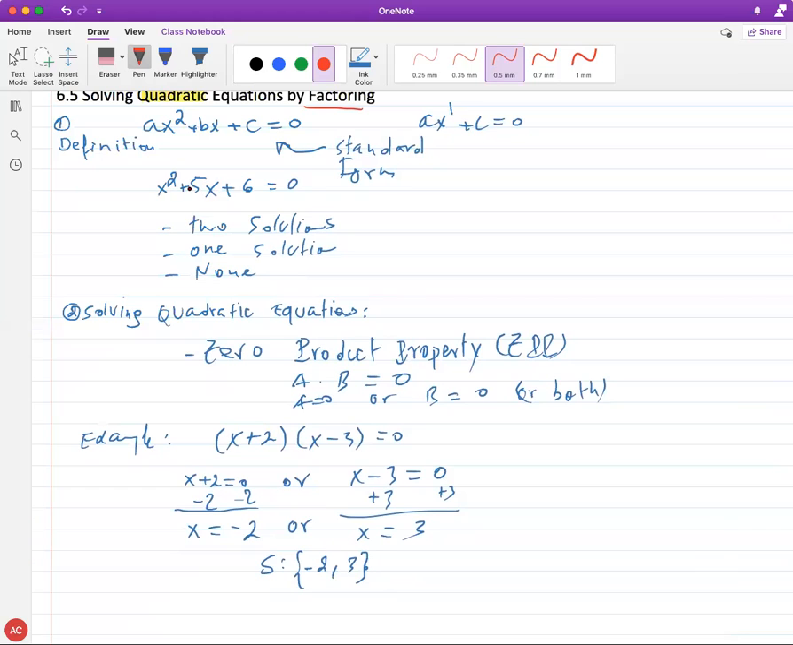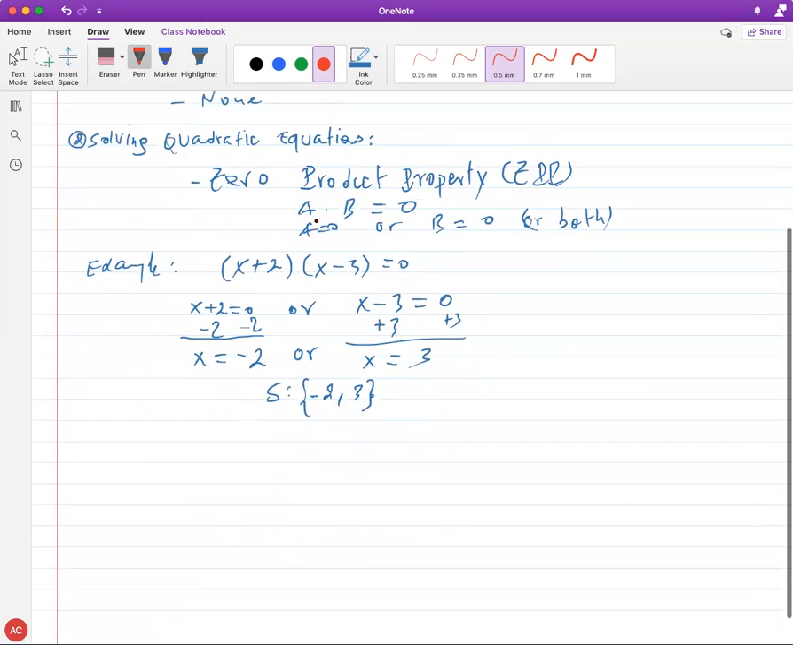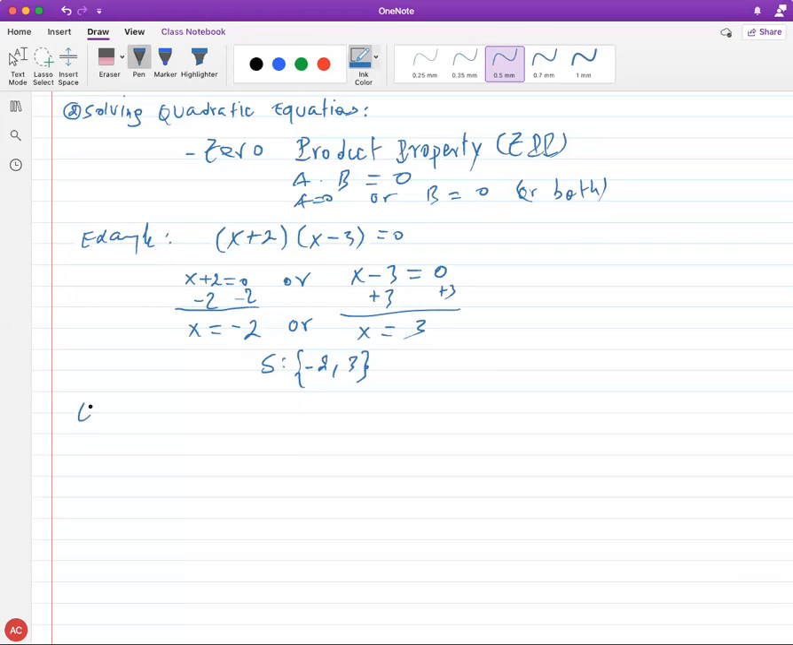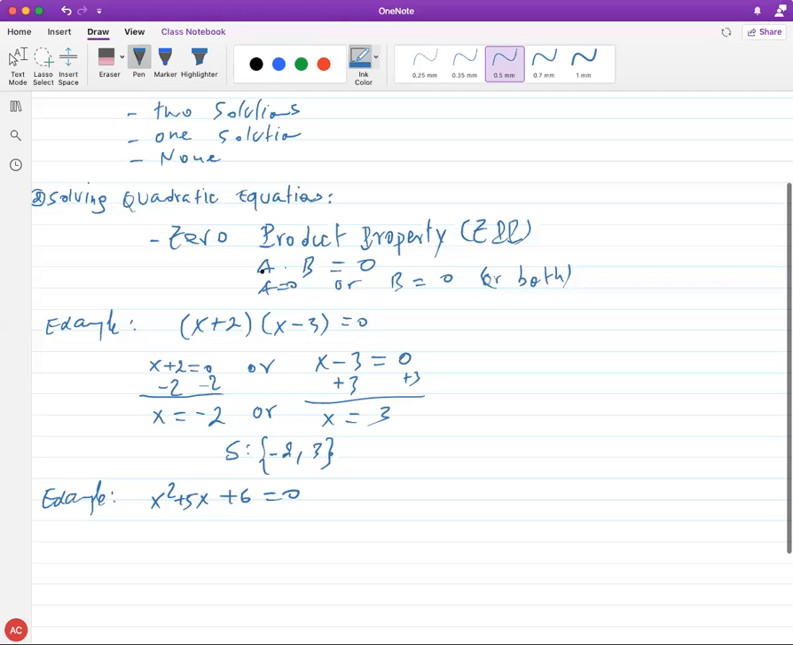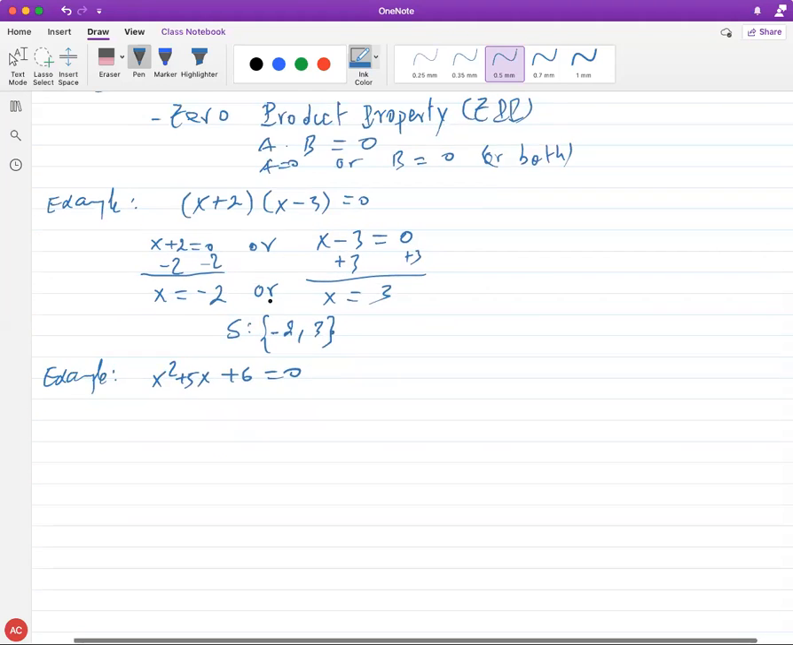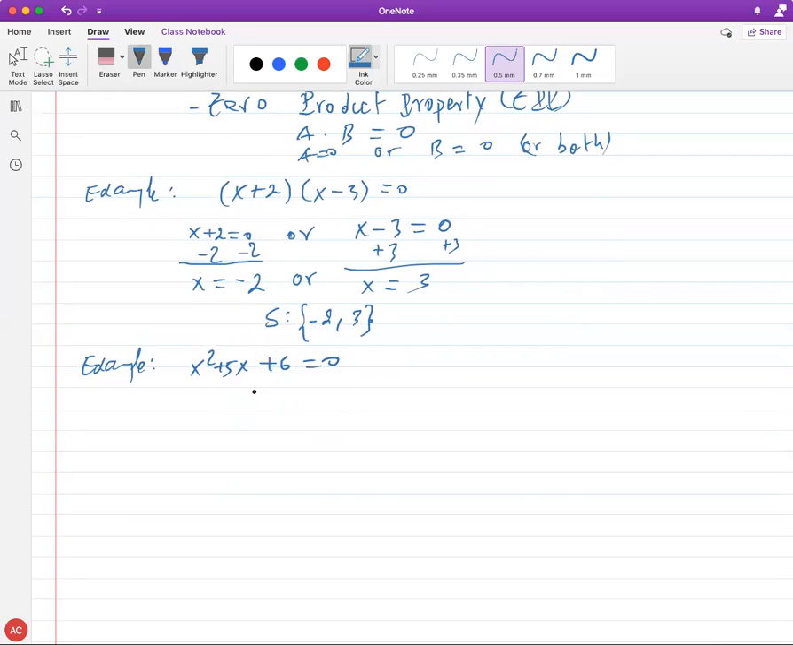Okay, so look at this example now. x squared plus 5x plus 6. Again, we can't use the zero product property yet. We have to turn it into A times B, meaning something like this. So to do so, we need to factor this trinomial here, just like we did in the last 2 lectures when we learned factoring.